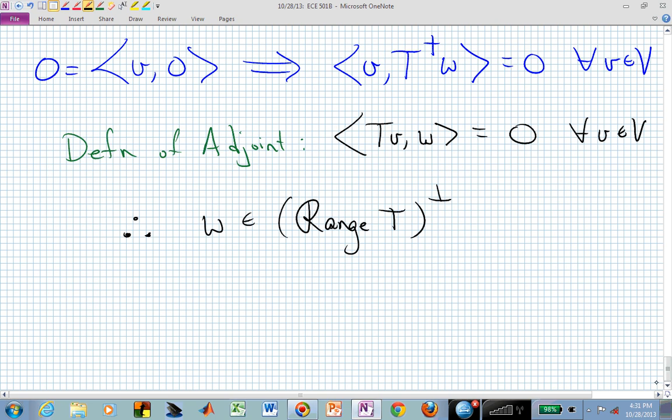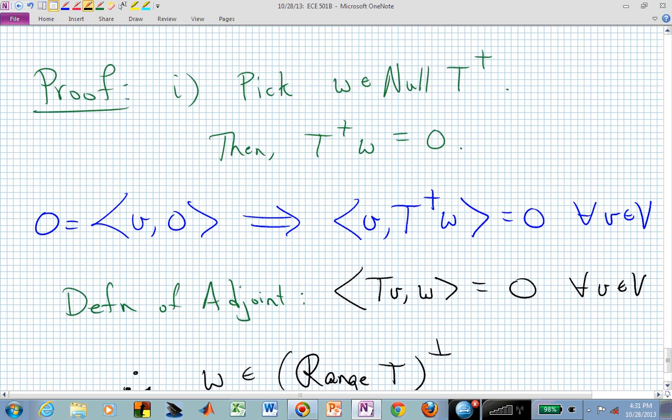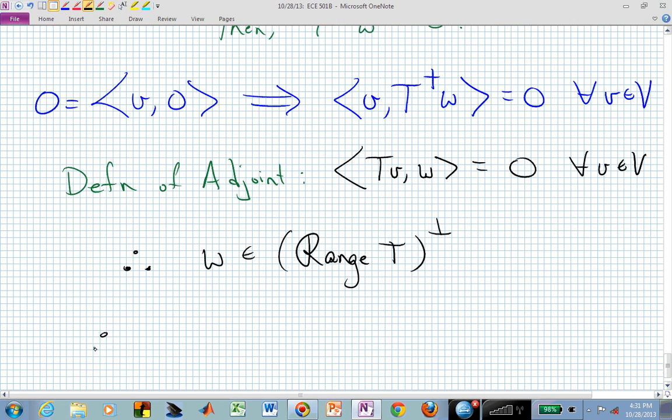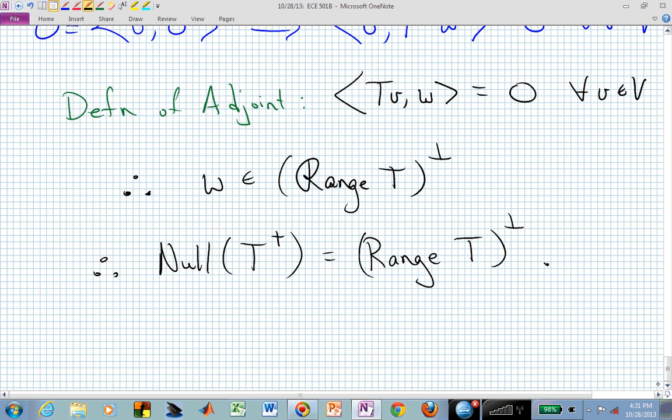And that's really what we wanted to show, because we started with W being in the null space of the adjoint of T. So the null space of the adjoint of T is equal to the orthogonal complement of the range space of T. Is that okay? And now we can basically do 3 the same way.